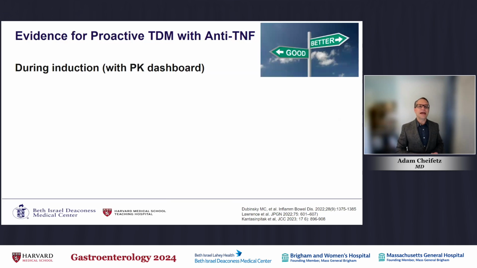Although most of the data for proactive TDM is during the maintenance phase, as I showed you, it's probably even more important during the induction phase, right? This is when your patients are the sickest. This is when they have the highest clearance. CRP is elevated, fecal calprotectin is at its highest, and albumin is at its lowest.